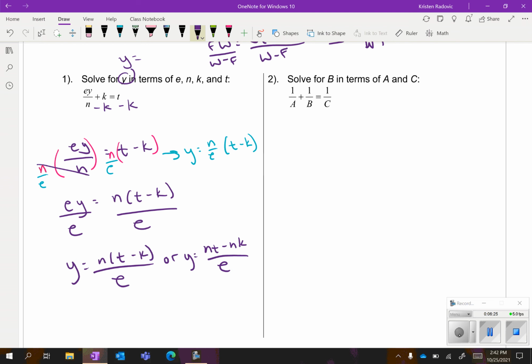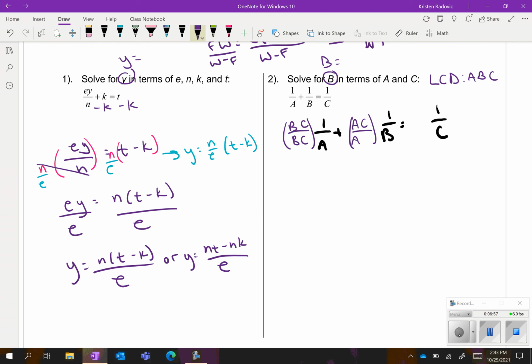Last one we're going to do is problem number 2. We want to solve for b, so we're getting b equals. My LCD is just the combination of everything I see in the denominator, which is ABC. I take my equation and multiply each piece by what's missing. A is missing the BC, the second is missing AC, and the last is missing AB. When you multiply everything together, you're going to get BC over ABC denominators.